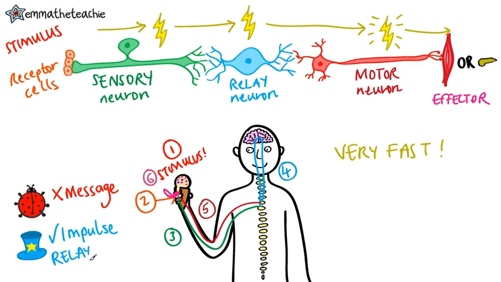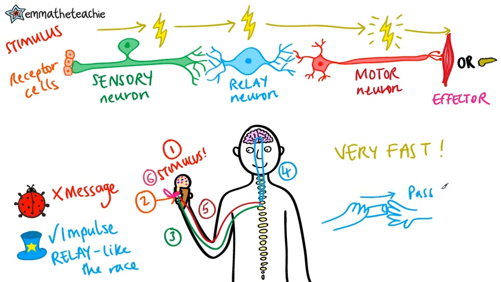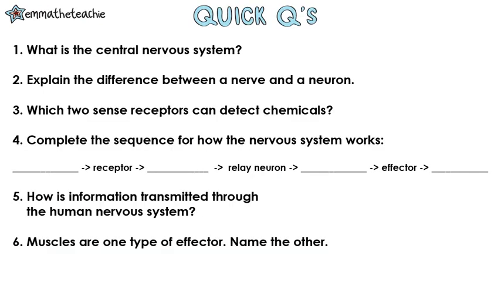Another tip is how to remember the relay neuron is like a relay race. So if you think about it, in a relay race, you pass on a baton from one person to another. So it's passing between different people. A relay neuron also just passes an impulse between different neurons. Alright, pause, try these questions, and press play when you're ready to go over them.